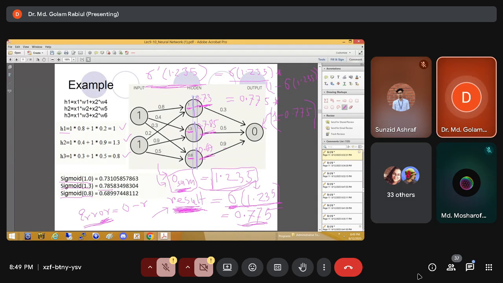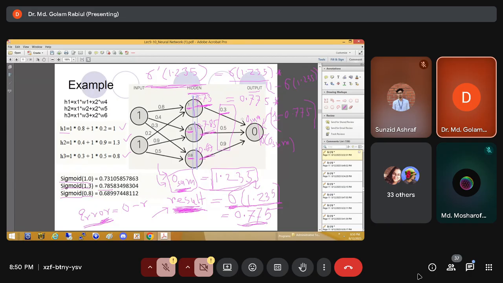We have multiplied these hidden layer results with the hidden to output layer weights. So these are the hidden to output layer weights. We have multiplied these two to find the output sum, and then pass the output sum into the sigmoid function to find the results, or predicted results.